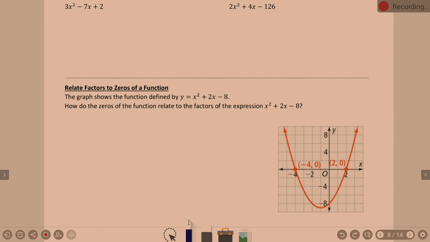Okay? Okay, guys. 3x squared minus 7x plus 2.